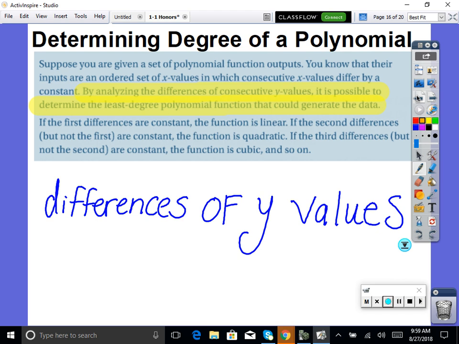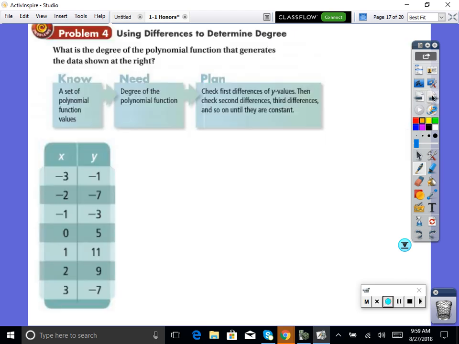So this is like describing all this really formally. I'm just going to explain because we don't have a lot of time. We have 10 minutes, so I want to give you time to practice one. So here's the thing, guys. If we're given a set of XY points, we're going to be able to determine the degree.